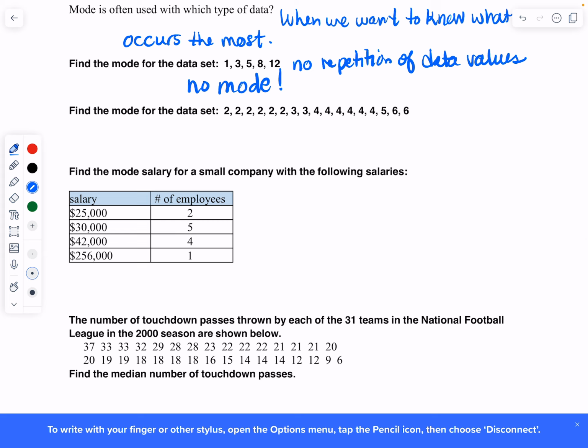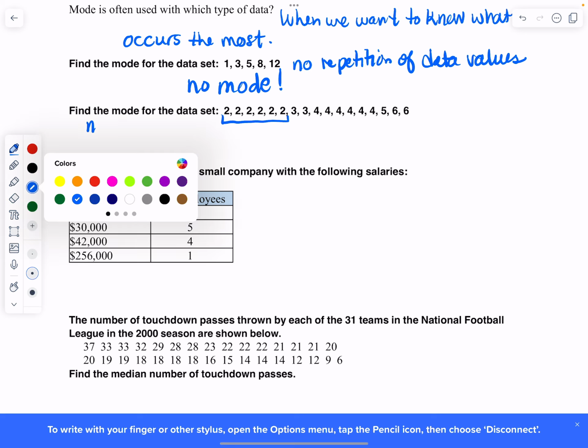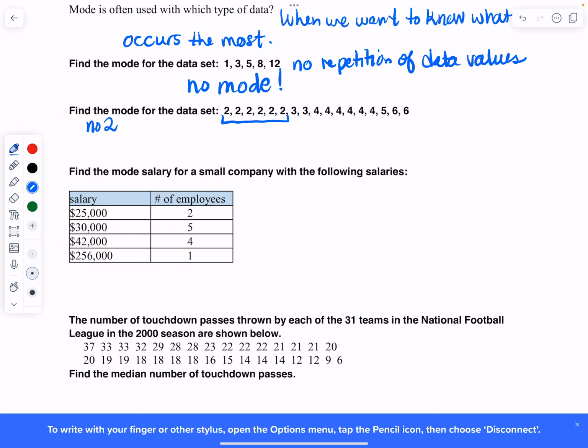Find the mode for the data set. I'm looking here at this value, and I have the data value of the number 2. Let's see how many times it occurs. Okay? I'm getting used to this new pencil, and it's kind of tricky. All right. So let's see how many 2s we have. 1, 2, 3, 4, 5, 6. So the frequency for this one is 6.